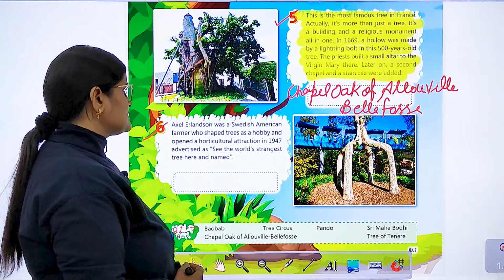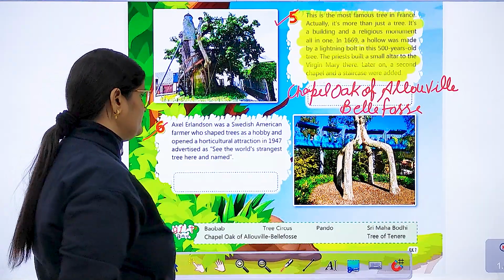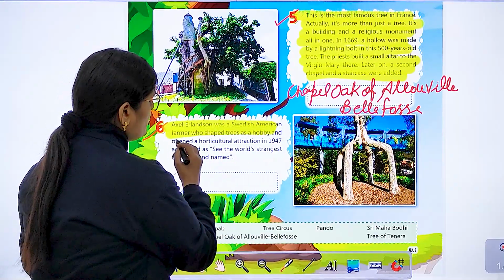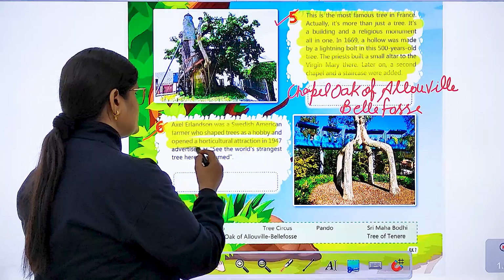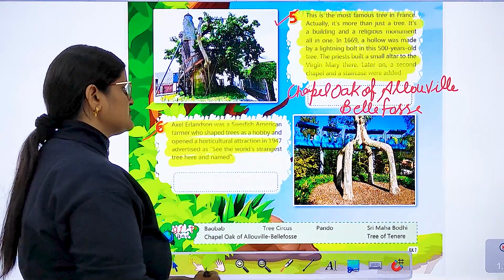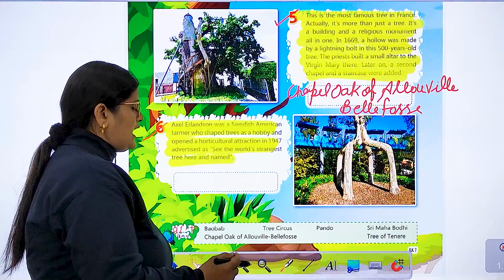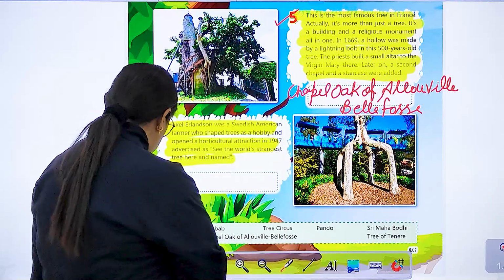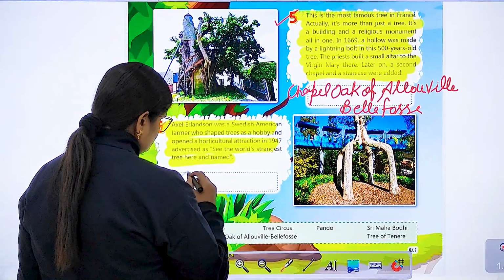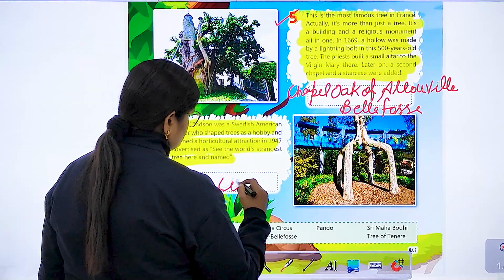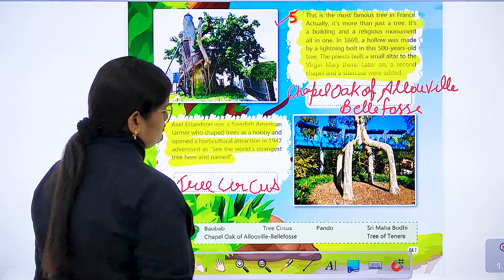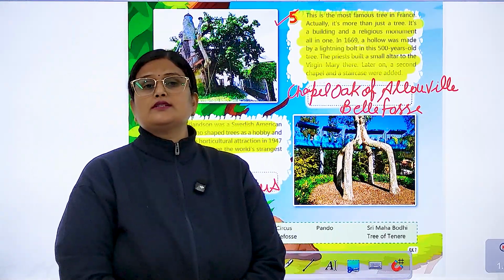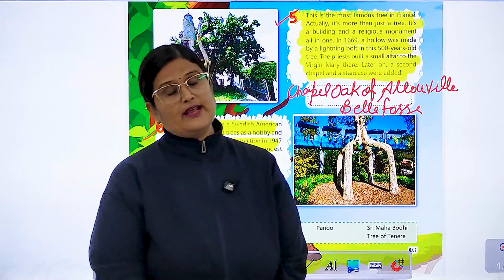Number 6. Axel Erlandson was a Swedish-American farmer who shaped trees as a hobby and opened a horticultural attraction in 1947, advertised as "See the world's strangest trees here and now." So the tree is Tree Circus. Okay. So dear students, this chapter is in here. Now let's begin the next chapter.